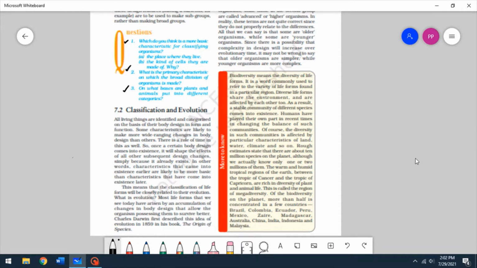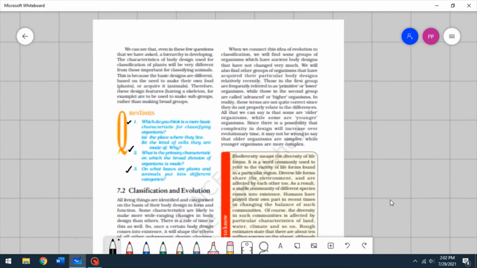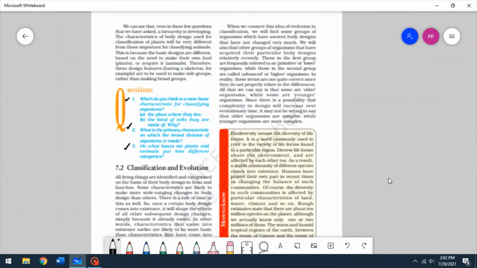Alright, so Charles Darwin came up with The Origin of Species, that talks mainly about the evolution of different species. Alright, so we connect this idea of evolution to classification, and when we do that, we will find that some groups of organisms which have ancient body designs have not changed very much. We'll also find that other groups of organisms acquired their particular body designs relatively recently. We'll find both of them. Alright, we'll find organisms with primitive body designs and novel body designs.